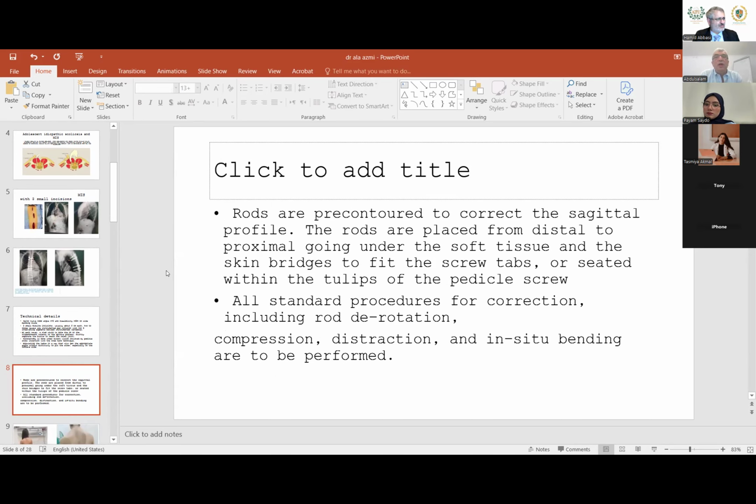The rods are pre-contoured to correct the sagittal profile. The rods are placed from distal to proximal, always under soft tissue, never under skin, and the skin bridges to fit the screw tabs or seat within the tulips of the pedicular screws. All standard procedures for derotation and correction, sometimes with in situ bending, compression, or distraction, can be done within the small incision. If you feel you cannot do it with the small incision, open your incision more. Don't compromise your correction or your fusion with the less invasive technique.